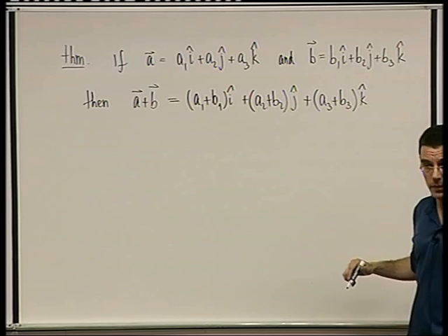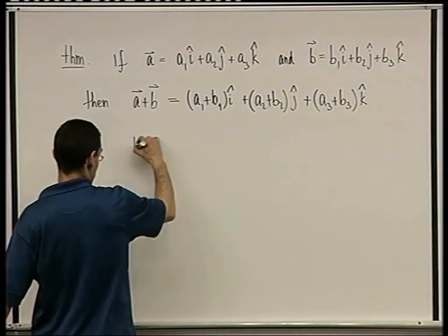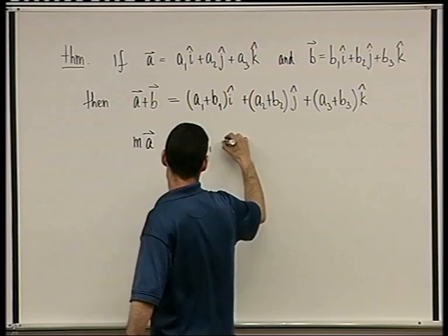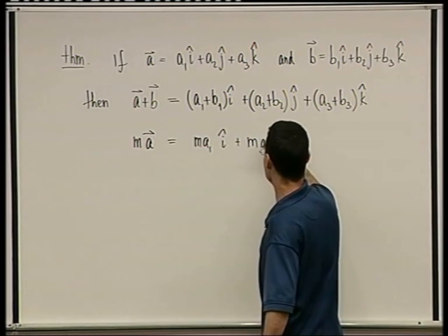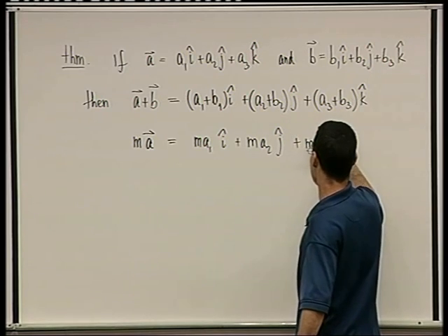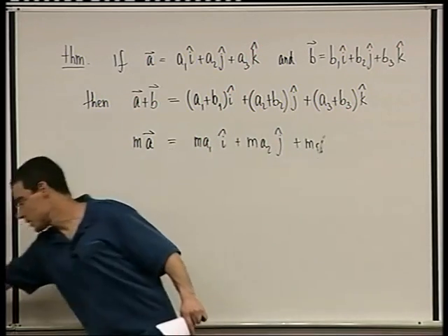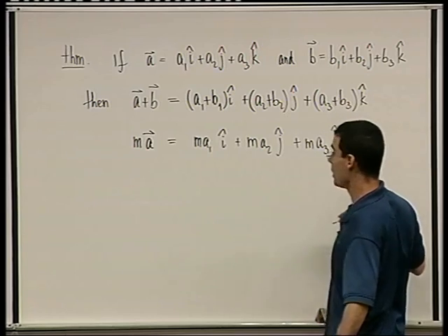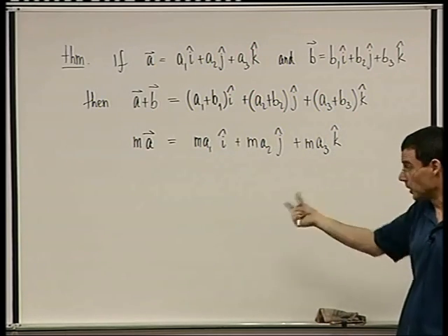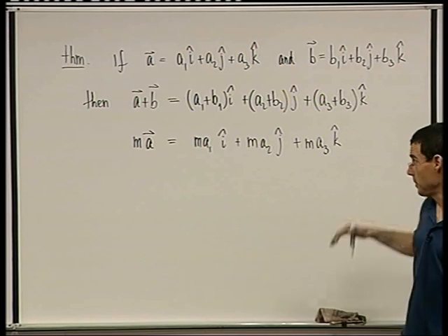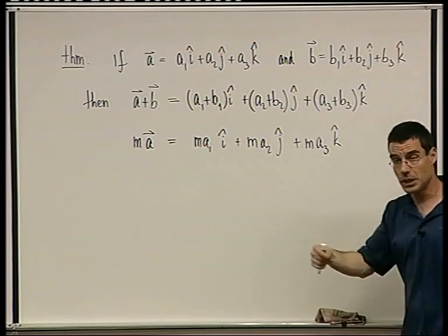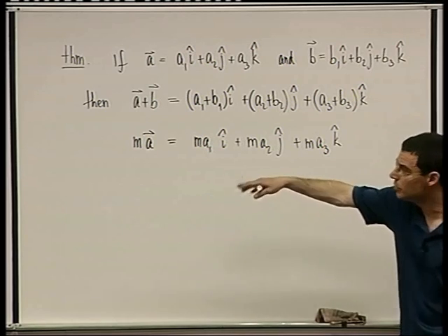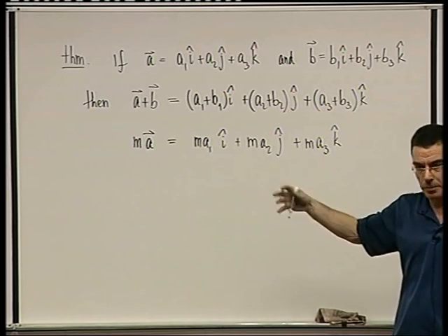Add the components. Okay? And what is m times A? It's mA1 in the I direction plus mA2 in the J direction plus mA3 in the K direction. So multiplying a vector by 3 is multiplying each component by 3. Okay? I'm not going to formally prove this assertion. You can just draw a little picture. Do it even in 2 dimensions. Don't do 3-dimensional addition of vectors. It becomes a mess.